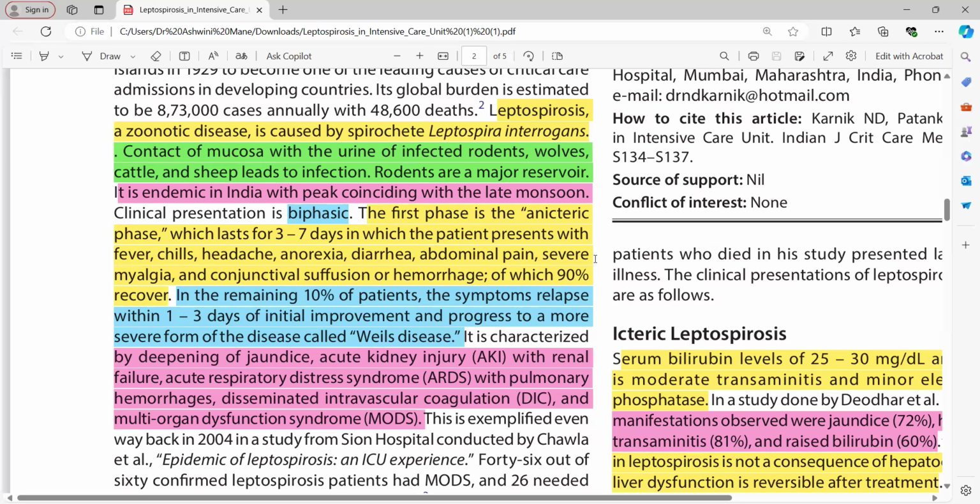In the remaining 10% of patients, the symptoms relapse within 1 to 3 days of the initial improvement and progress to a more severe form of disease called Weil's disease. It is characterized by deepening of jaundice, acute kidney injury with renal failure, acute respiratory distress syndrome with pulmonary hemorrhage, disseminated intravascular coagulation, and multi-organ dysfunction syndrome.